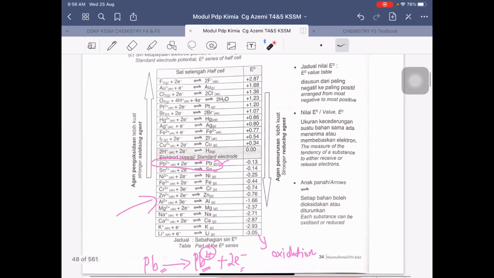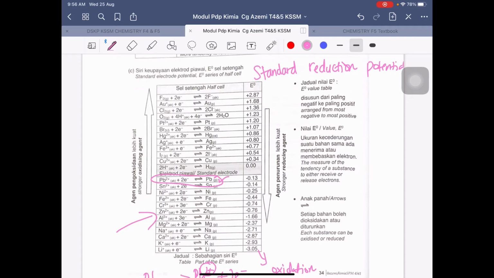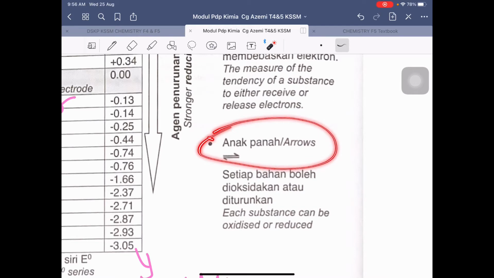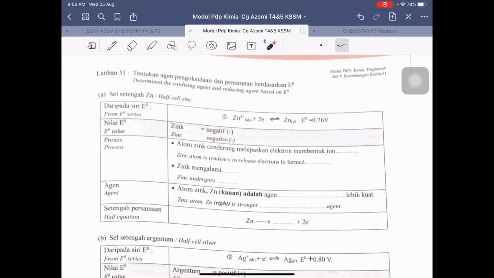Sebenarnya kelas, I always say that this one is SEP. Dia ada nama lain. Dia punya nama lain adalah Standard Reduction Potential Series. Ya, ini nama lain dia. Because why dia use reduction? You see, all of this cerita reduction, all of this terima elektron. Tapi kita juga boleh kasih terbalik. That is why ada nota here. The arrows are reversible arrows, means each substance can be oxidized or reduced. Faham ah?